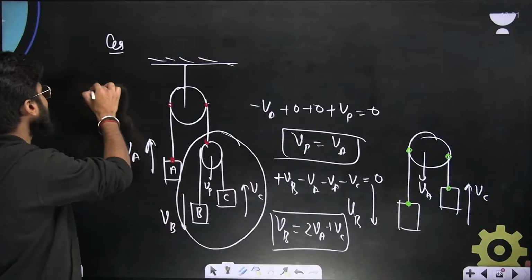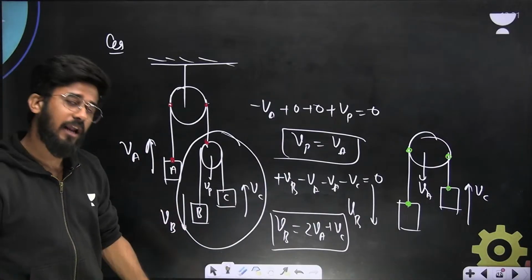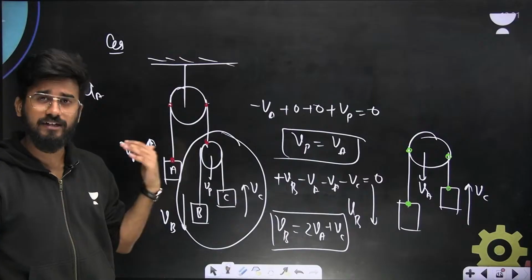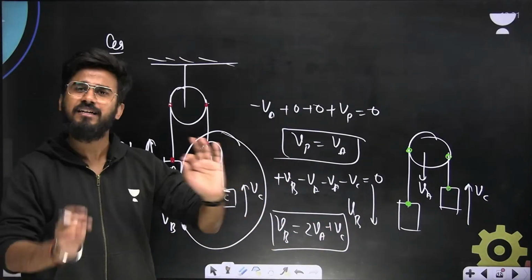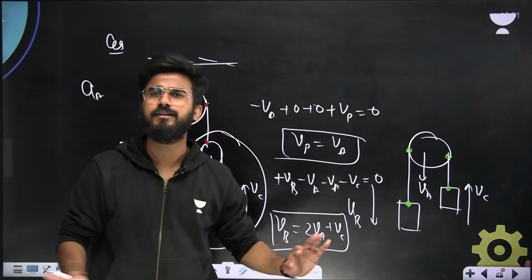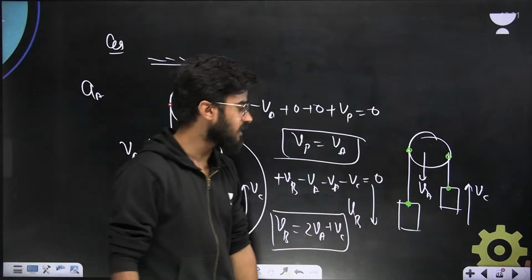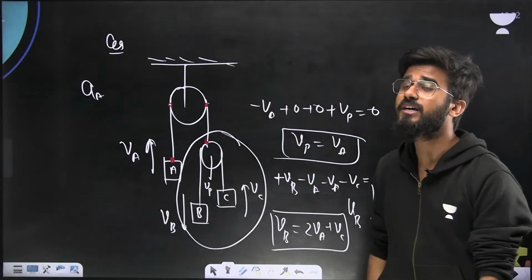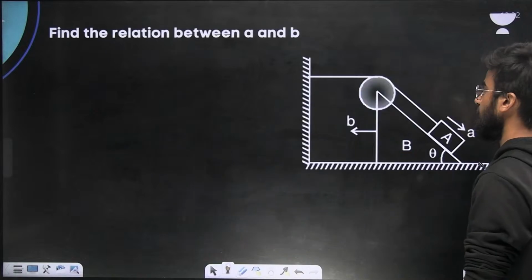Suppose this is AA, this is AA, or A1 you can say. So A1, A2, A3, and now you have to find the relation between A1, A2 and A3, or AA, AB, AC. So you will simply solve it like this. Just instead of velocity, you will just put the acceleration. All the things are same. You will just solve all the things. Now this equation will help you in solving the NLM problems. Got it? Now let's move on to the next thing.